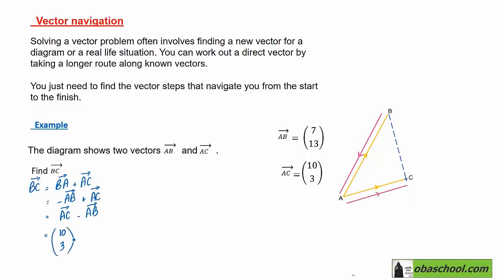Now let's calculate that through the components. We have the coordinates (10, 3) for the first vector, minus (7, 13). Now for the new vector BC, it's going to have the x component 10 minus 7 and the y component 3 minus 13, which is (3, -10). That is vector BC.